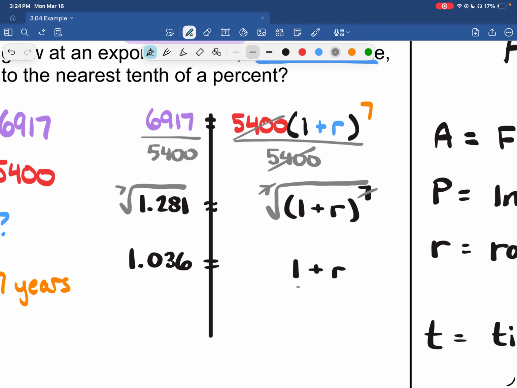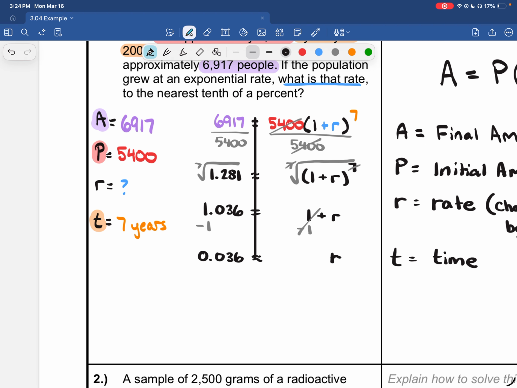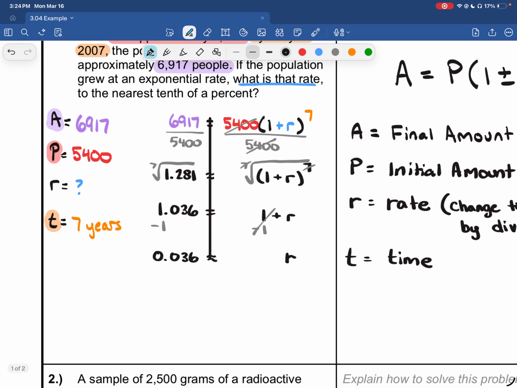Now, I don't want r plus 1, so let me get rid of that positive 1 by subtracting 1 from both sides. That just gives me 0.036 equals r. Now, that is our interest rate, but as a decimal, not as a percent. So finally, what I'm going to do here is I'm going to take 0.036 and multiply it by 100, which gives me my final answer of 3.6%. And that is your final answer.